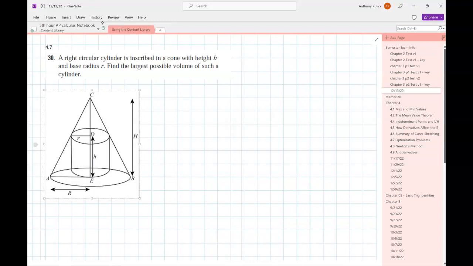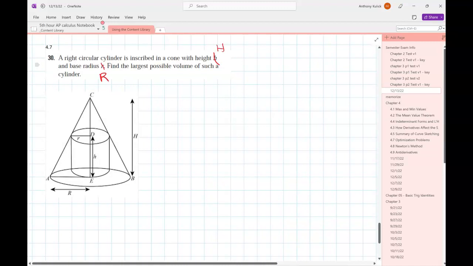Wait, the height of the cylinder, is it? Okay, so I guess in this drawing, it's both. This picture has capital H and capital R for the cone, and little h and little r for the cylinder. So let's go ahead and do that.